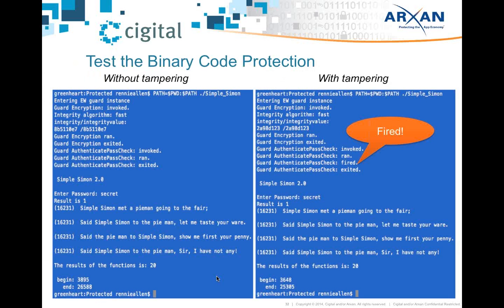When you have the binary code protection applied, here's a sample of a program that's run that has not been tampered with. And when it has been tampered with, and this is in debug mode, it shows that the guard has detected tampering in the code at runtime.